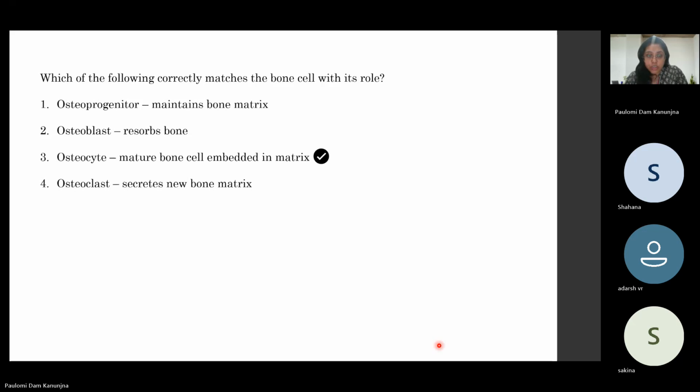Right. So the only correct option here is osteocyte, which is basically a mature bone cell embedded in the matrix. Osteoblast and osteoclast are reversed. What is osteoprogenitor? They are not for bone matrix. They are basically stem-like cells, and these also give rise to osteoblast. So progenitor, as the name suggests, right?